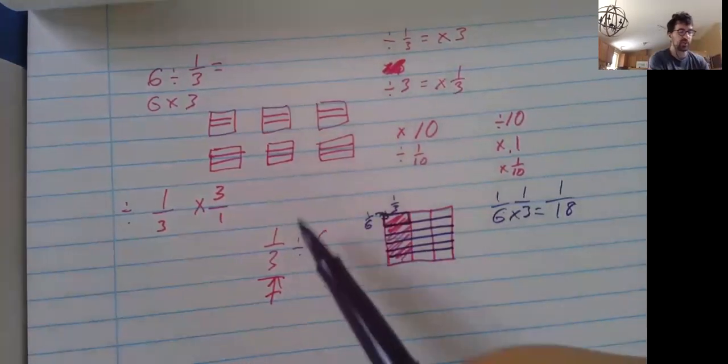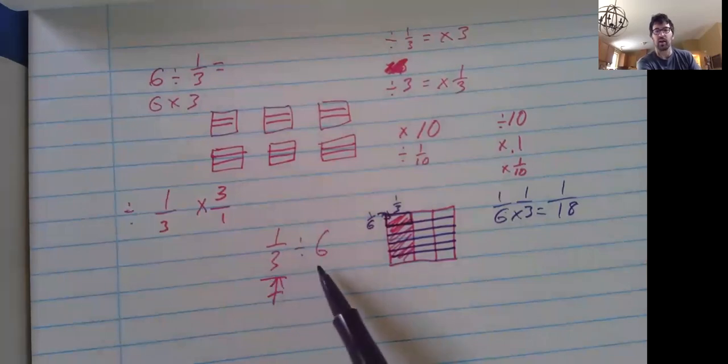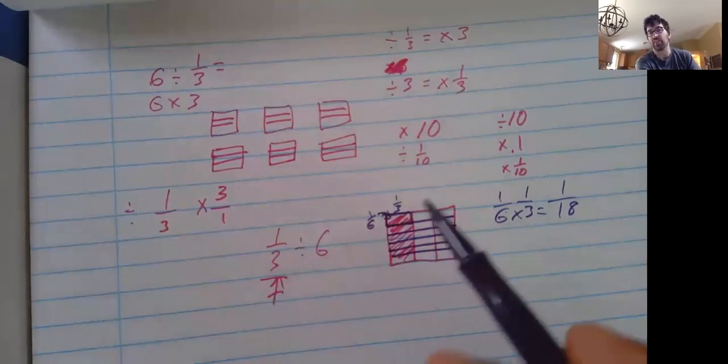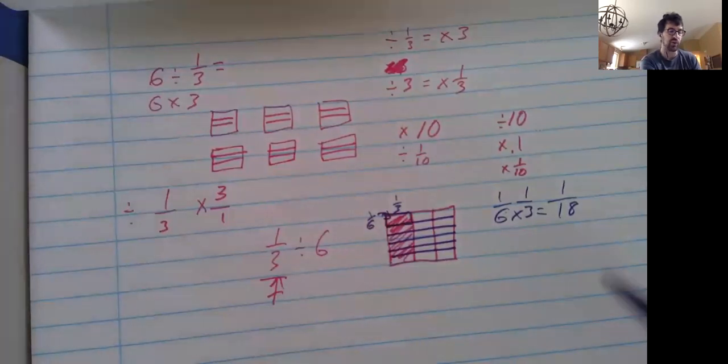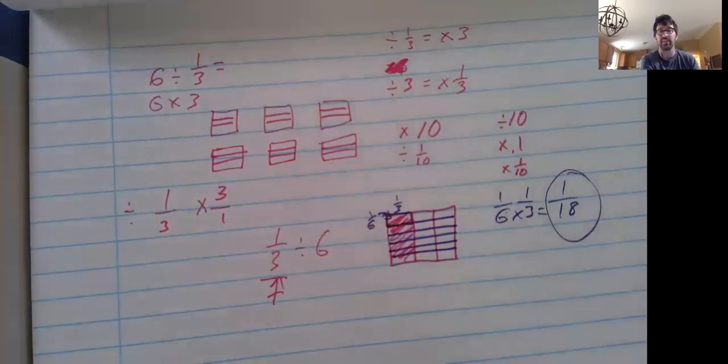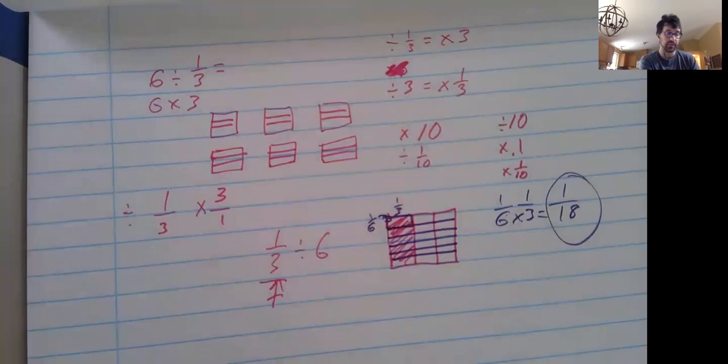So when I'm looking at this problem here, 1/3 divided by 6, the idea is if I have a third of a cup of gummy bears, 6 friends are sharing it, how many cups of gummy bears does each friend get? Each friend would get 1/18th cup of gummy bears, okay? So I wanted to review those concepts before we jump in today.